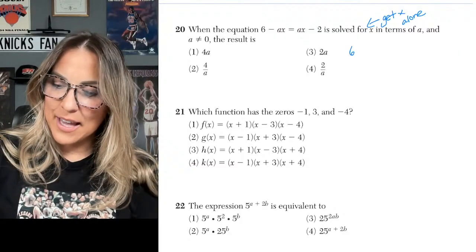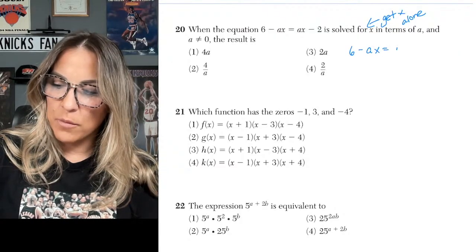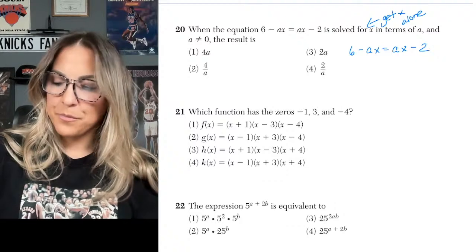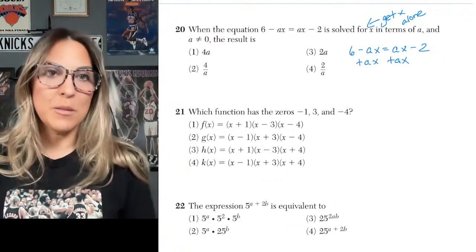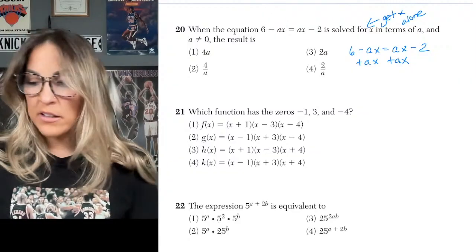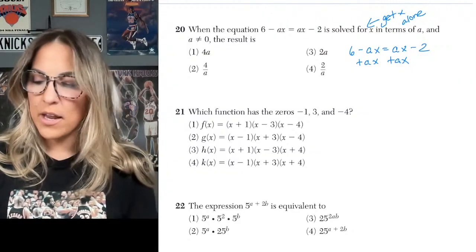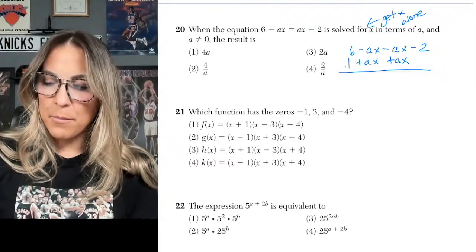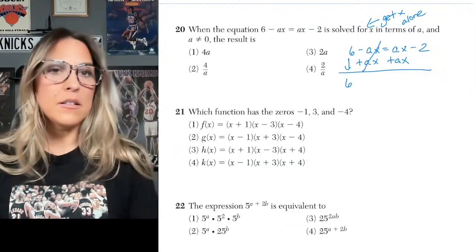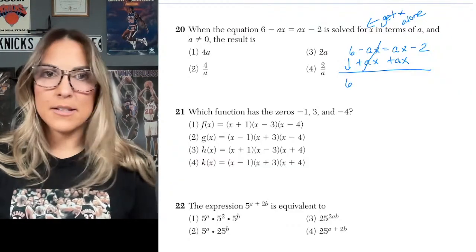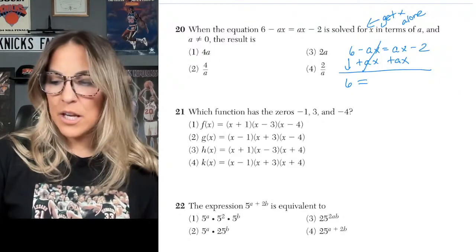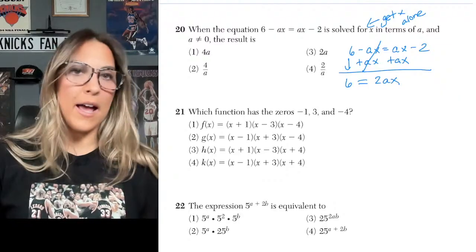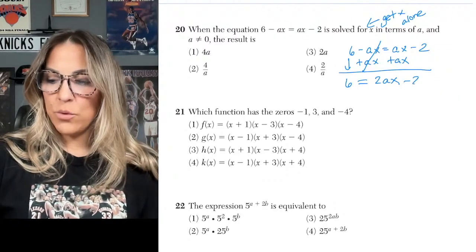So let's get moving with some of these terms. I'm going to start by adding ax to both sides, because I need this x term to be together. I could have subtracted ax from both sides also, but I like to try to avoid negatives when possible. I'm going to bring down that 6. Opposites are always going to cancel out when I add them because they equal 0. On the right side of my equal sign, ax plus ax equals 2ax. And then that minus 2 is going to come down.